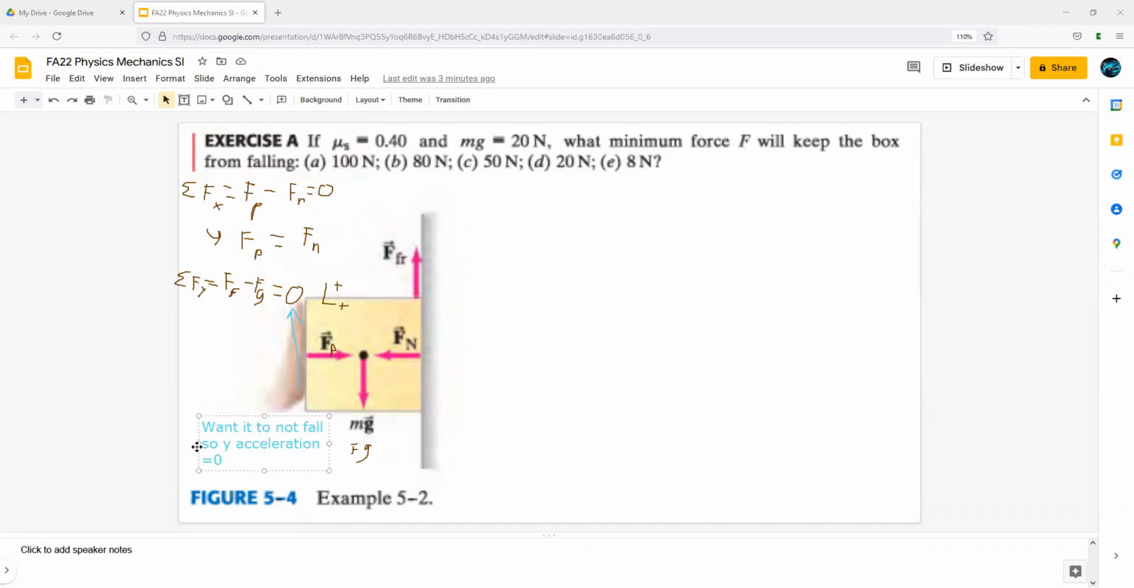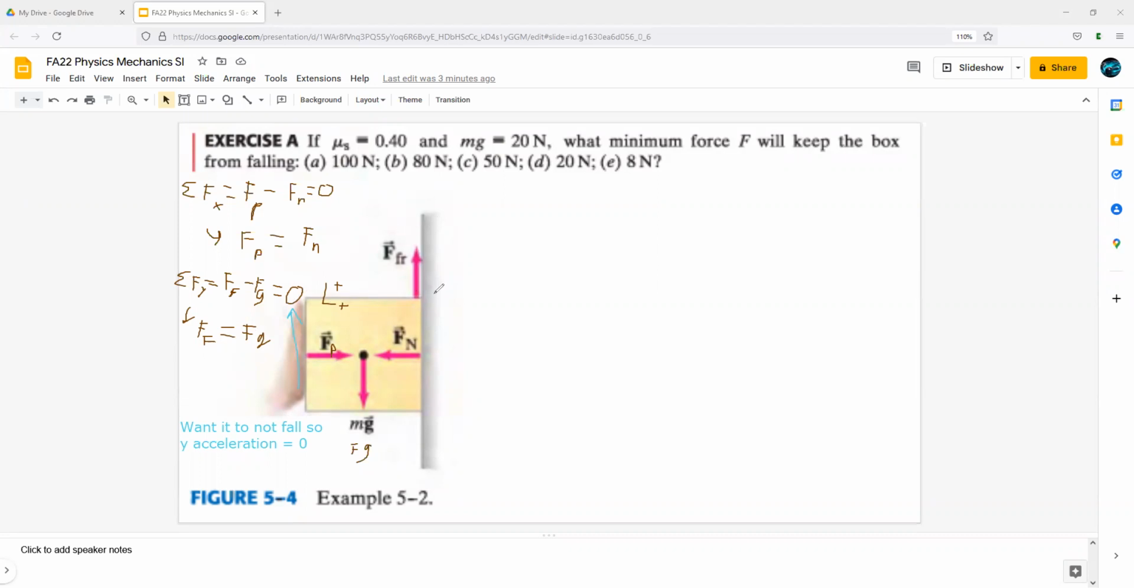Right? You want it to not fall. So that means that your y acceleration is going to be equal to 0. And that little equation gives you force friction is equal to force gravity at minimum. It could definitely go larger if your force push was larger, but at minimum, when this is 0.